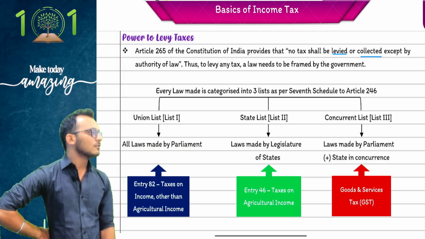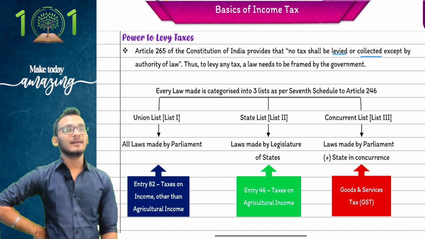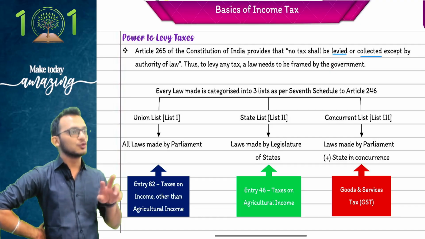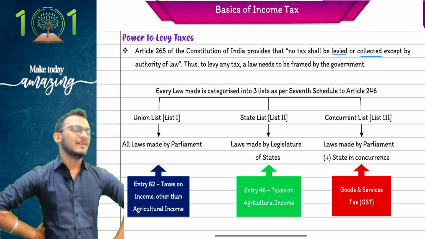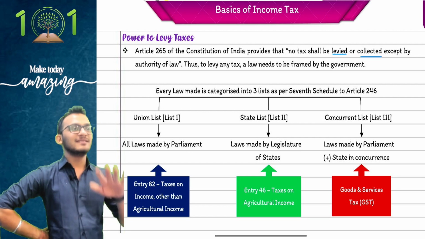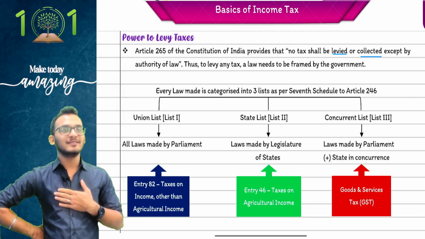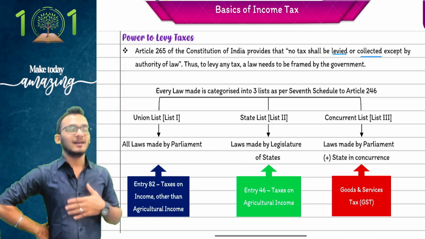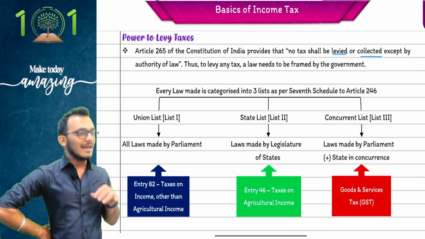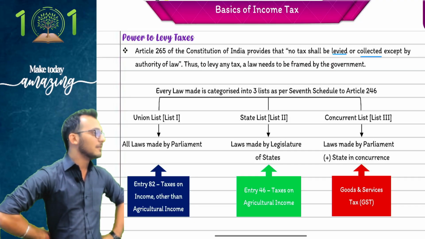People, had I written levied alone, the answer would have come out right. Had I said collected alone, the answer would have come out right. Why did you have to use two different words? Very good. People, understand this carefully. Imagine if I make the law and I say no tax shall be levied except by an authority of law, which means the authority has the power to levy.